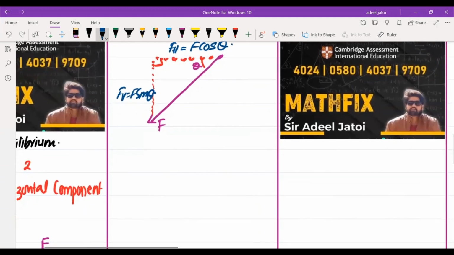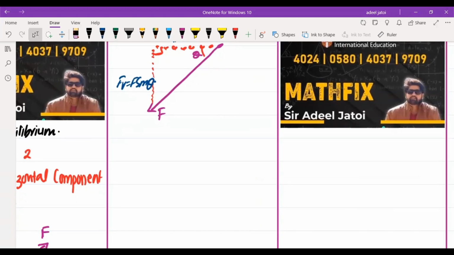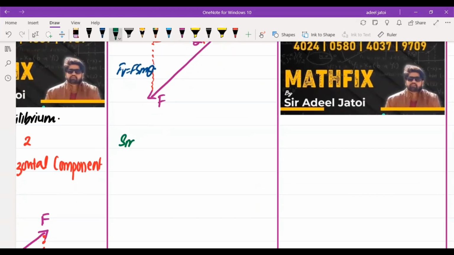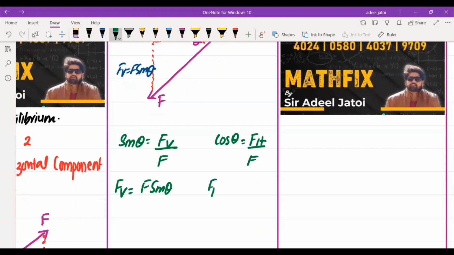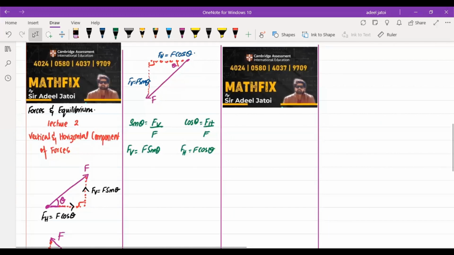So every time, what we can directly write down is that for force vertical, sine theta is used because of opposite and hypotenuse. So F sine theta is there, whereas cos theta is used for F horizontal upon F. So F horizontal is equal to F cos theta. So this is normal force, vertical and horizontal component.